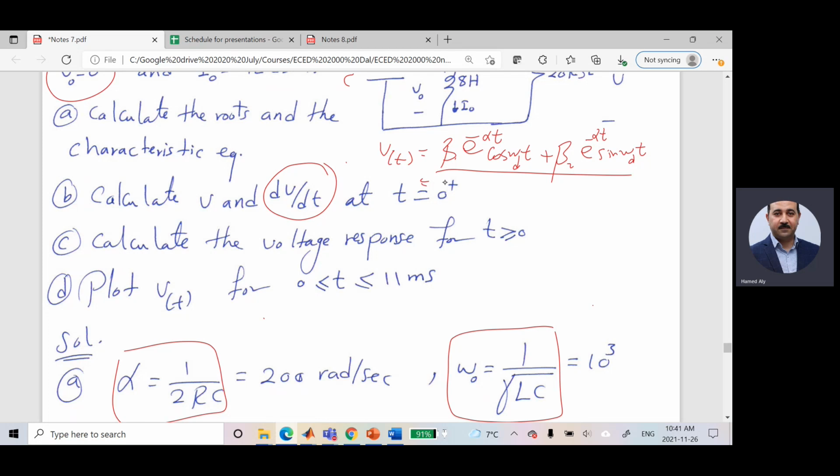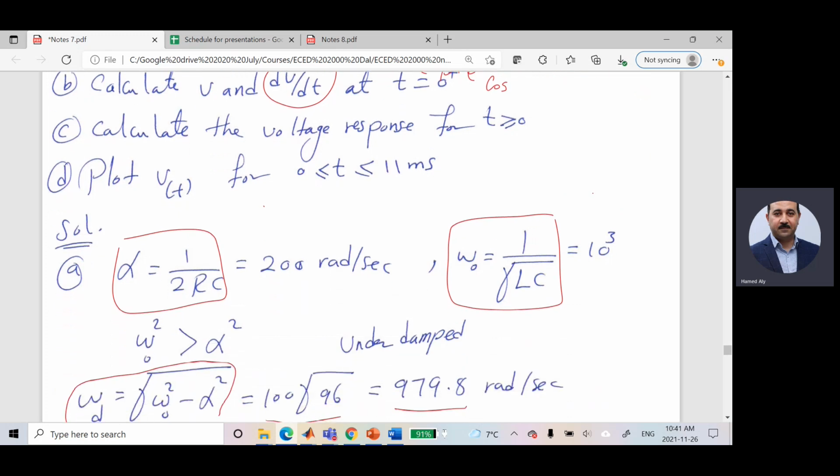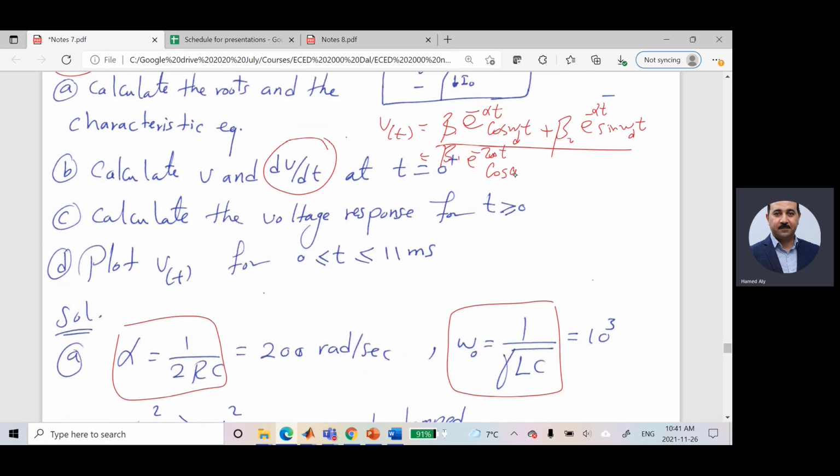So V of t will be equal to beta 1, which is unknown, multiplied by e to the power negative alpha times cosine omega d t, which is equal to 979.8, plus beta 2 times e to the power negative 200t times sine 979.8t. The problem here is beta 1 and beta 2. I'd like to find them.